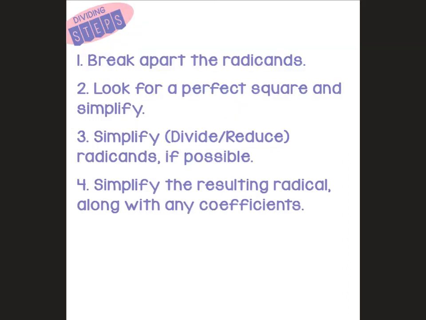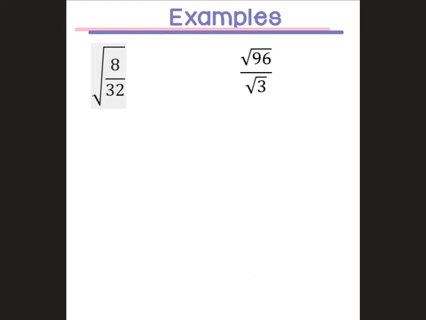To do division of radicals, you want to break apart the radicands and write it as 2 separate square roots. You look for a perfect square and simplify if possible. You want to simplify by dividing and reducing radicands if possible. And then you simplify the result along with any coefficients, which again mean numbers out in front of the square roots. So here's our first example.